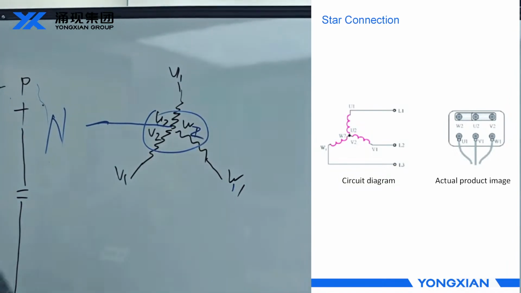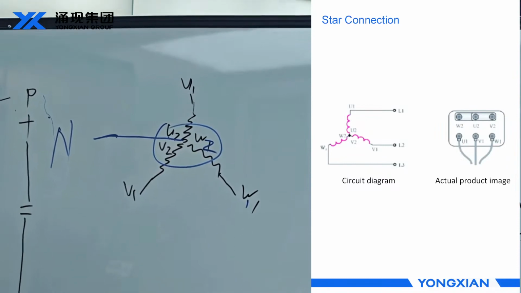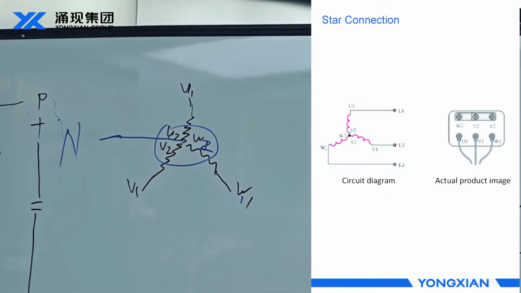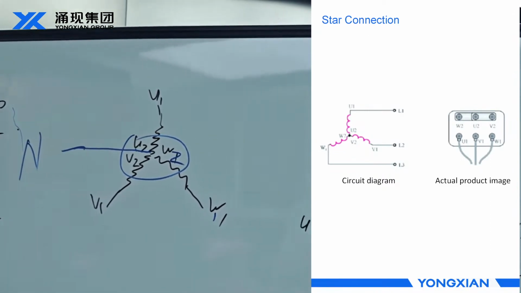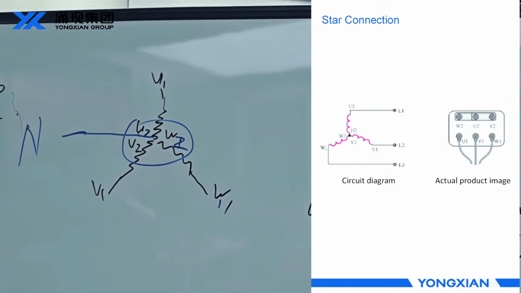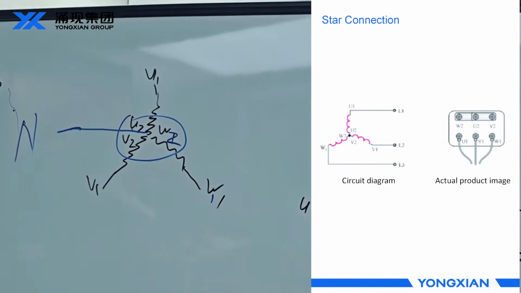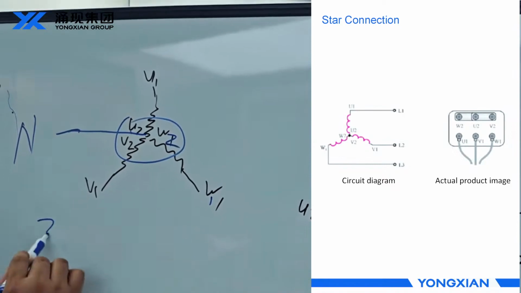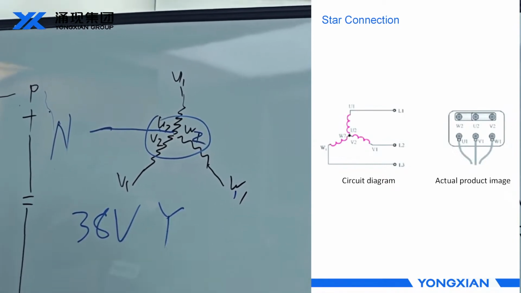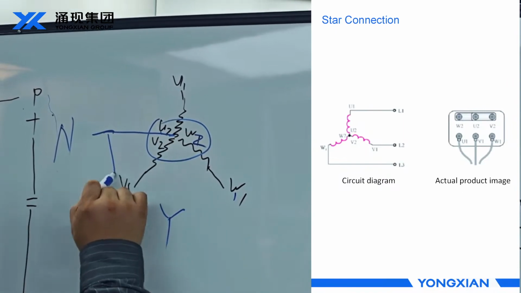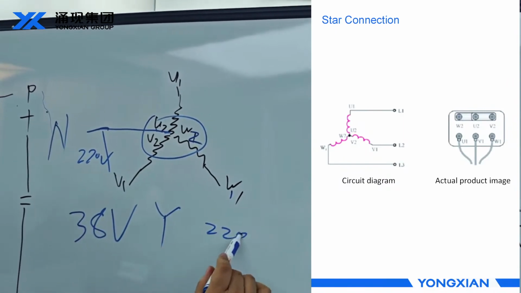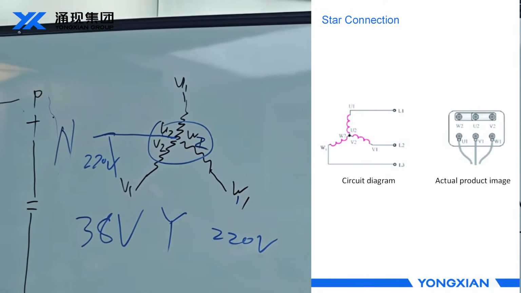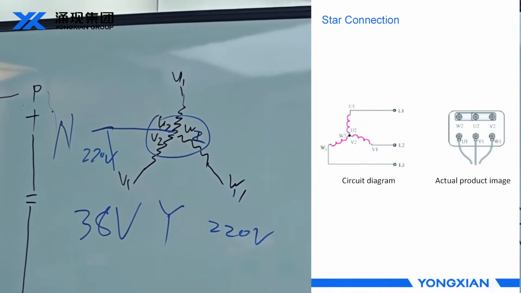Here we first need to understand phase voltage and line voltage. Phase voltage is the voltage between the live wire and the neutral wire. Line voltage is the voltage between live wires. So for a 380 volt star-connected traction machine, the voltage of each phase winding is 220 volts.